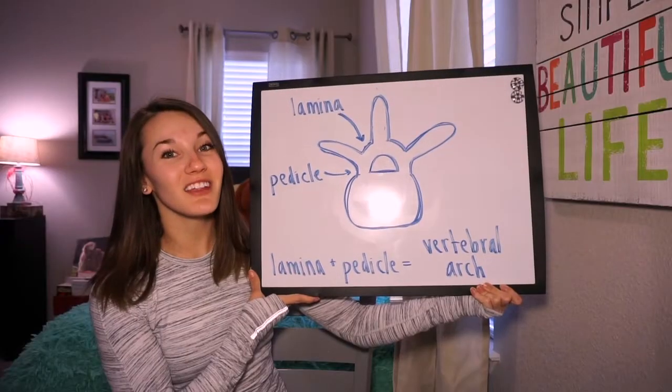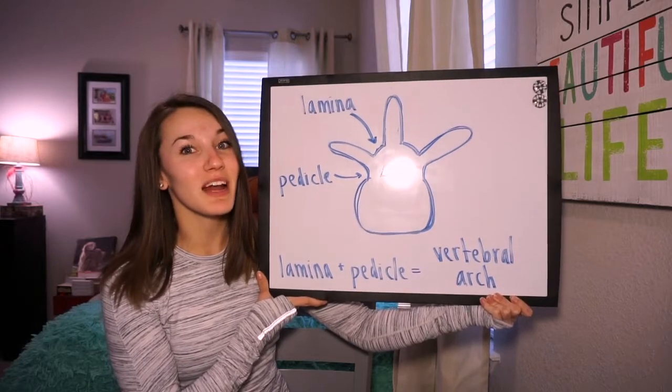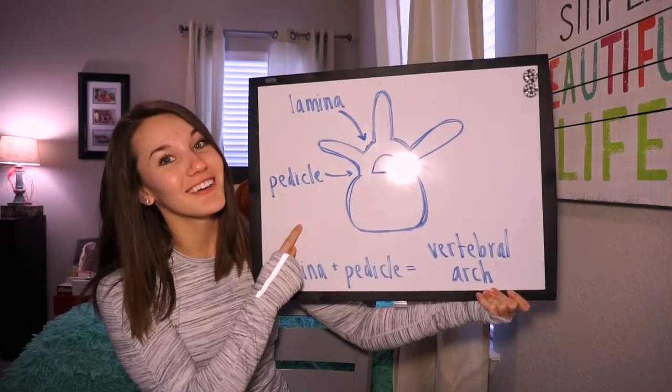To start out, let's learn what the function of our vertebral column is. The vertebral column is what allows us to support our body weight, maintain our posture, and it protects our spinal cord. Specifically, the vertebral arch is what protects our spinal cord, and that is made up of the lamina and the pedicle. Now let's learn about the 3 main abnormalities that occur in the vertebral column.